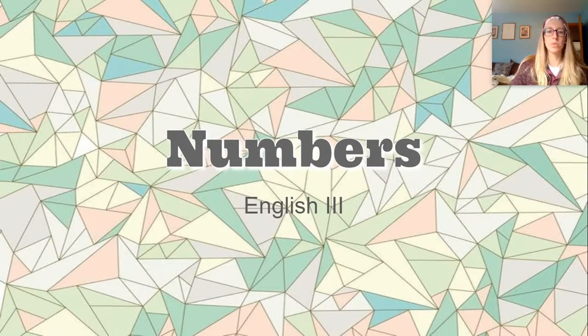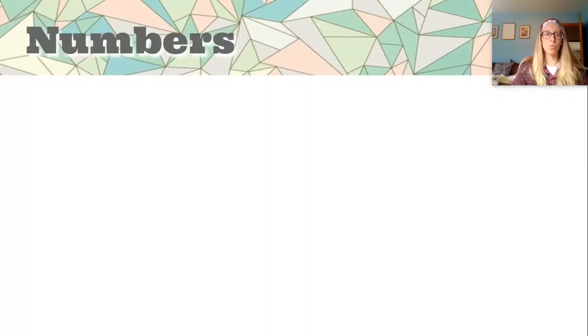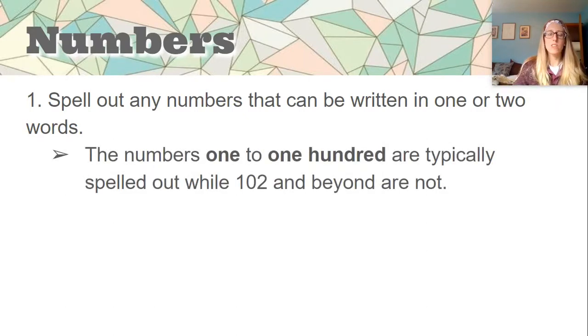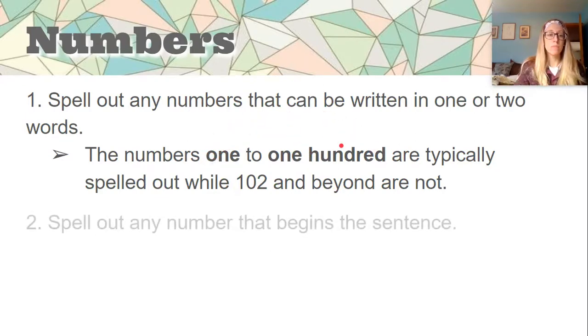Now we're moving on to numbers. So again, some rules to keep in mind when we're dealing with numbers in a sentence. You need to spell out any numbers that can be written in 1 or 2 words. So typically anything from 1 to 100 is spelled out, while over 100, like 101, 102, that kind of thing, those are written numerically. Okay, so these would be the numerals. Everything under 100 is written out.